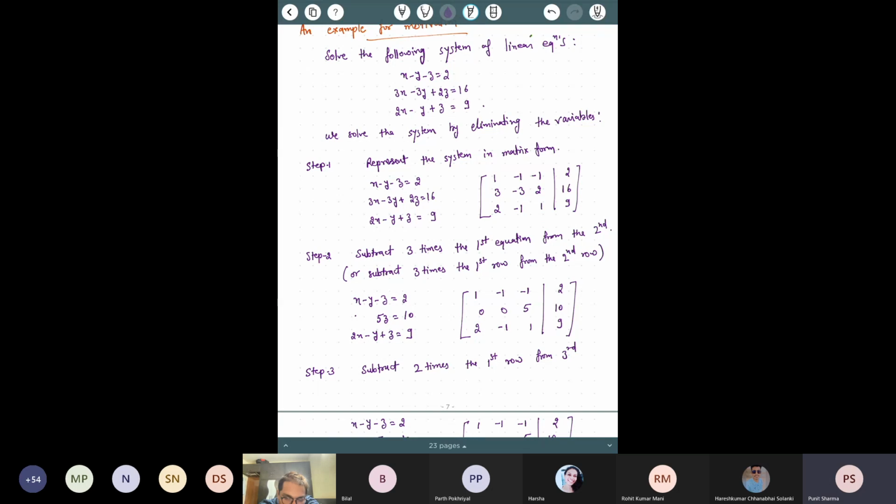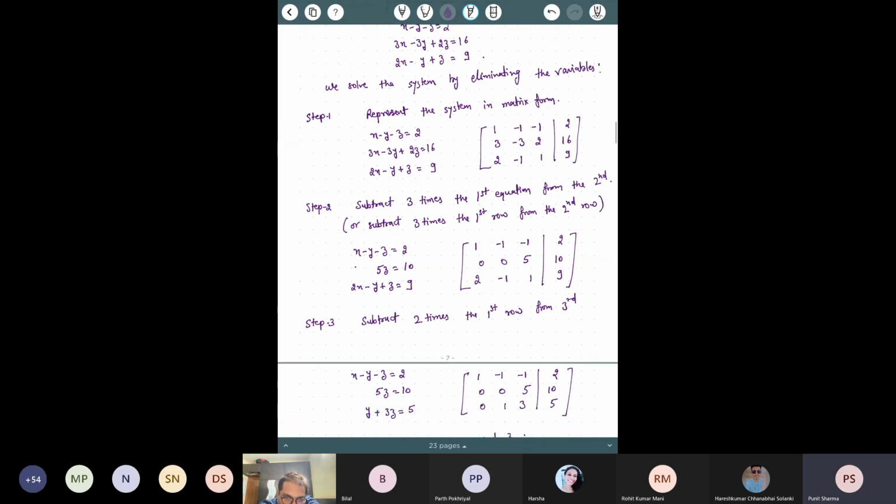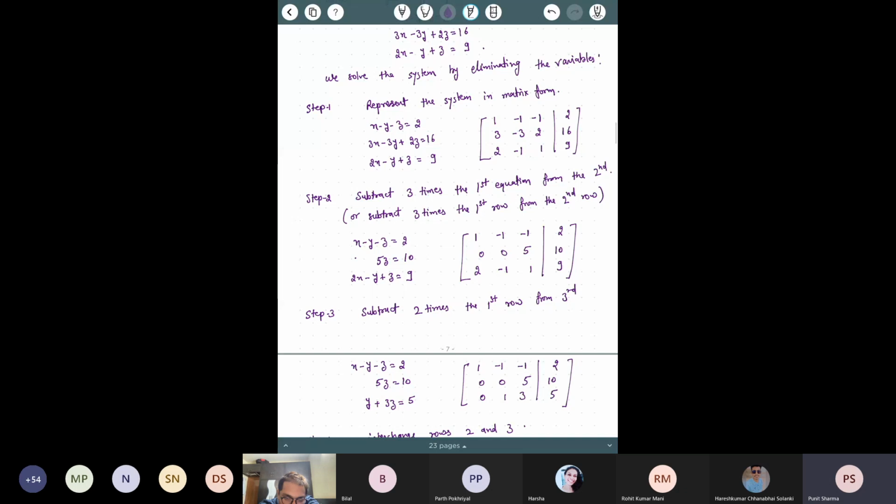Then what I would do here, I'll try to eliminate some of the unknowns so that I can solve these equations. So I will subtract 3 times the first equation from the second. So this is the first equation, I'll subtract it from the second one. 3 times the first equation from the second. And if I do that, then I'll get this one.